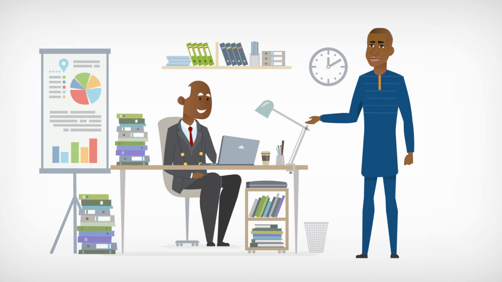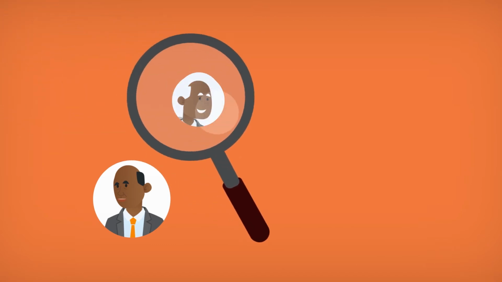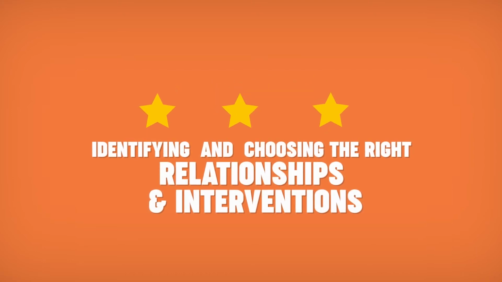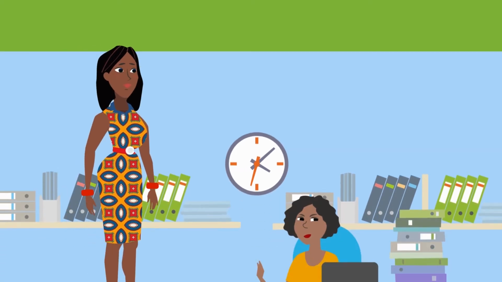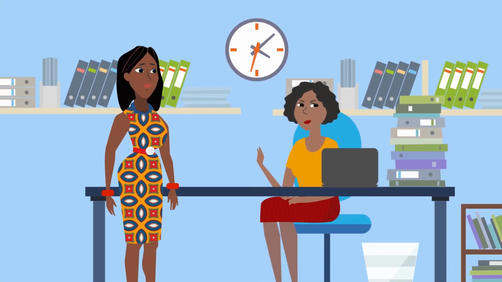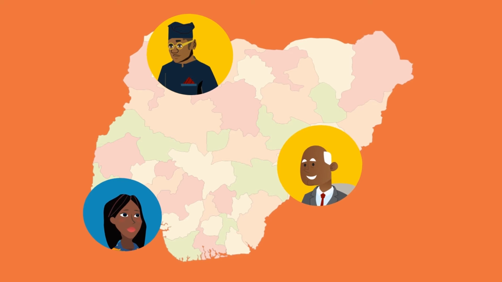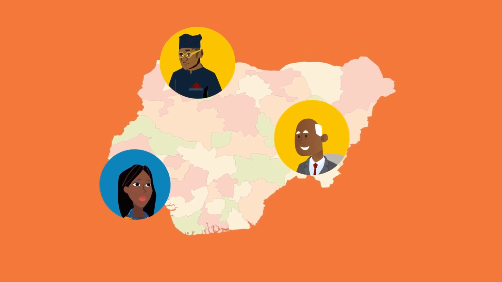That said, such resident champions need to be carefully identified and chosen for a specific purpose. Your success depends on identifying and choosing the right relationships and interventions. While you will certainly encounter individuals who are less than enthusiastic about what you are trying to achieve, it is also important to not assume that the bureaucracy is there to obstruct you. You have to identify the change agents and work with them. At this point, you should also consider how best to network with EAs in other MDAs whose performance will have an impact on your work.